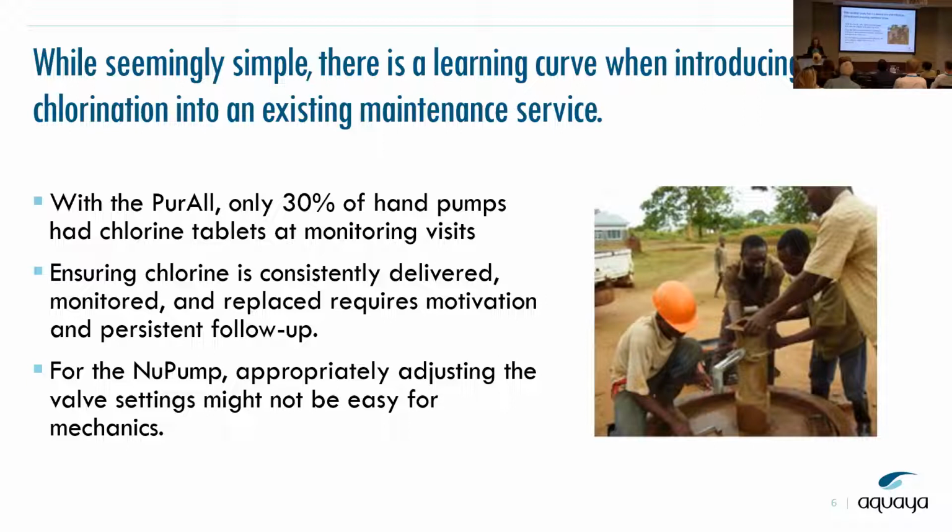For example, with the Purol, only 30% of the hand pumps had the chlorine tablet when we visited. That was much lower than we had anticipated. So ensuring that the chlorine is consistently delivered, monitored and replaced really requires a lot of motivation by the organization that's implementing it.